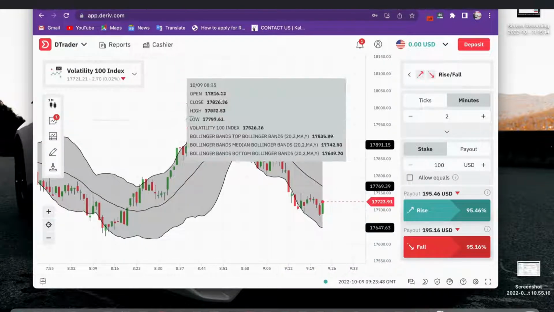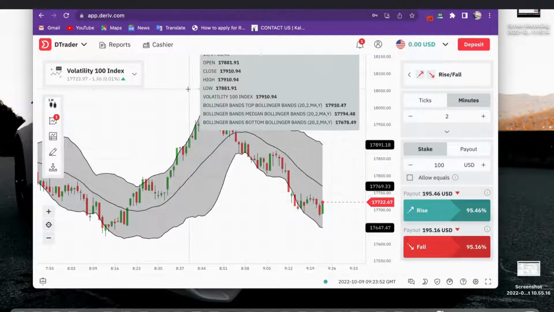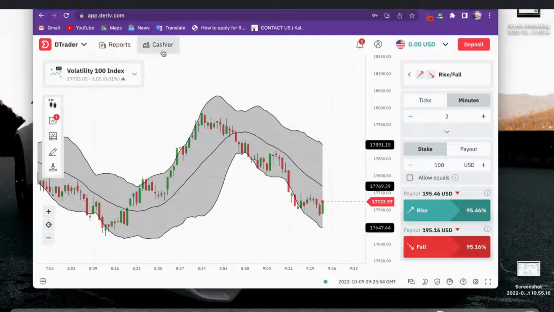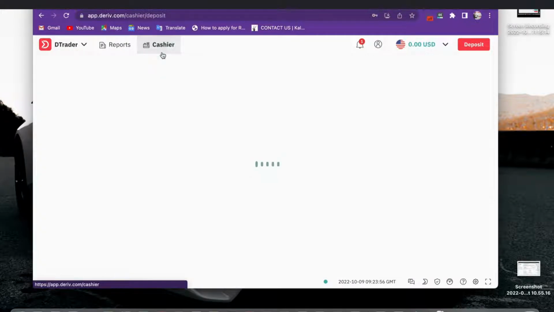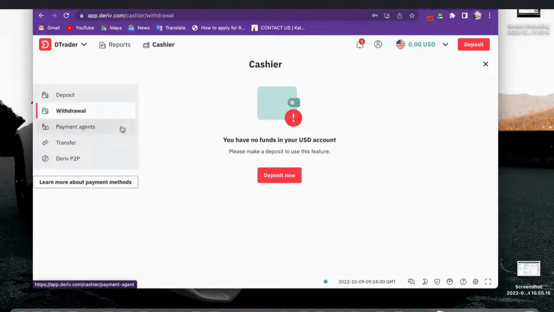And then after you have made your money, all you do is come here to cashier, and then you go to withdrawals, then you withdraw your money, guys.